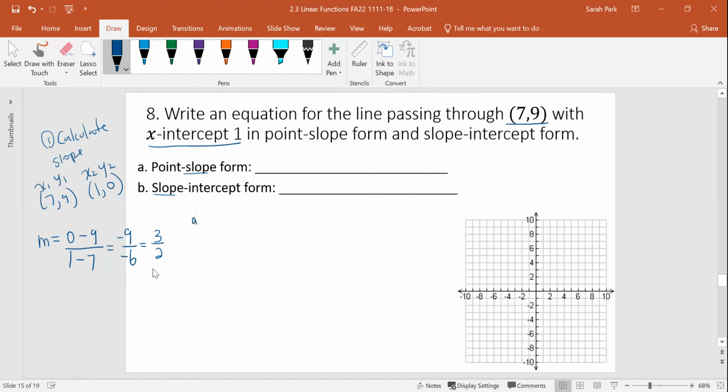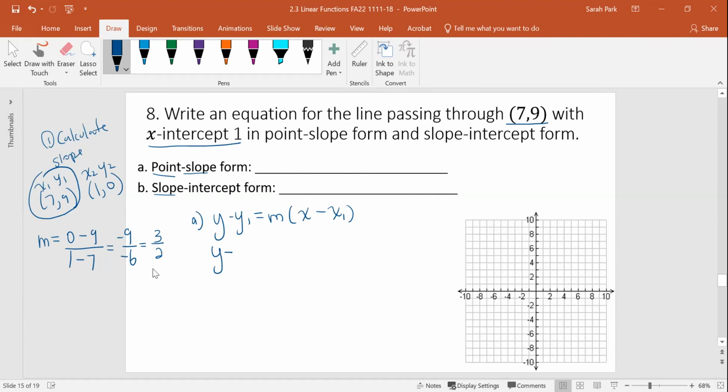So I'll do part A first. Point slope form is y minus y1 equals m times x minus x1. As long as we have a point and a slope, we can use this line. So y minus y1, what do we plug in here? Well, we can plug in the first point. You could also plug in the second point, but I'll just go with the first point.